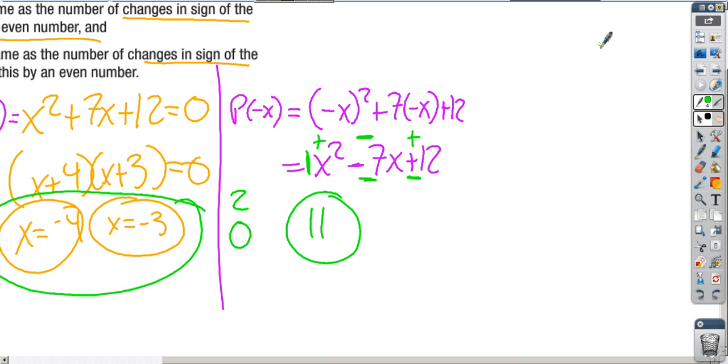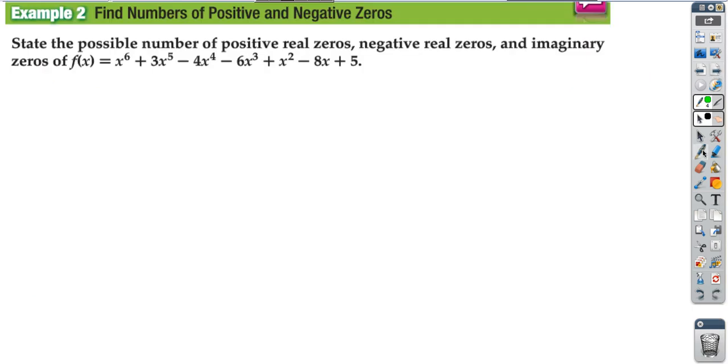Okay, when he says less than this by an even number, that means if you did that test and let's say you wound up with 8 sign changes, that means you could have 8 zeros, or you could have 6, or you could have 4, or you could have 2, or you could have none. So each possibility is to have that number of zeros or less than that by basically a multiple of 2. Alright, let's test it with a more complicated equation just to see how this works.